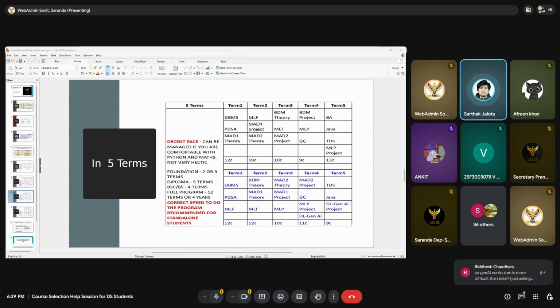If you plan to do the OPPE in the next term, you can do that. You can be absent, and I think repeating the OPPE costs 2000, and you can do the OPPE in the next term. So, is the Gen AI curriculum more difficult than BDM? Just asking for selection.